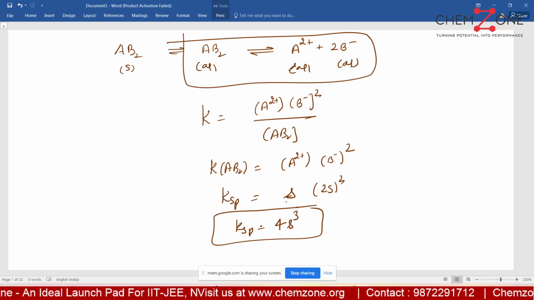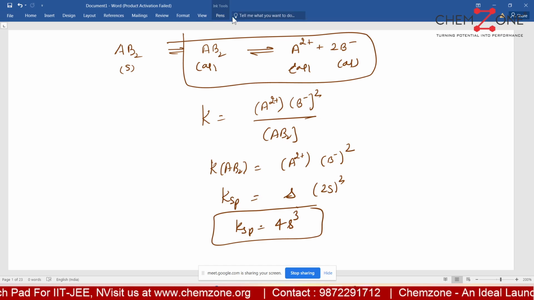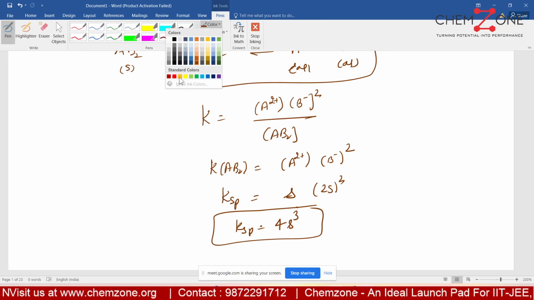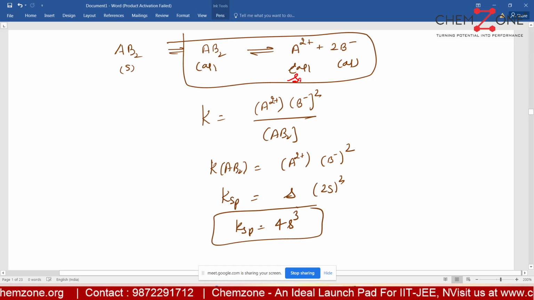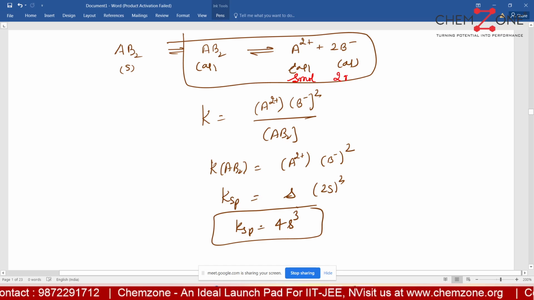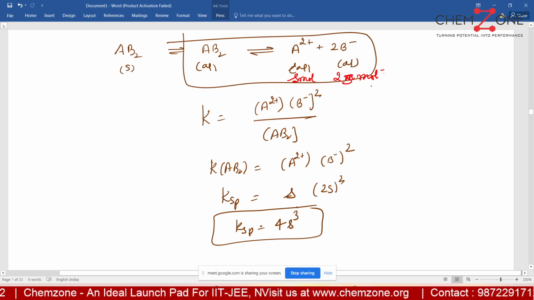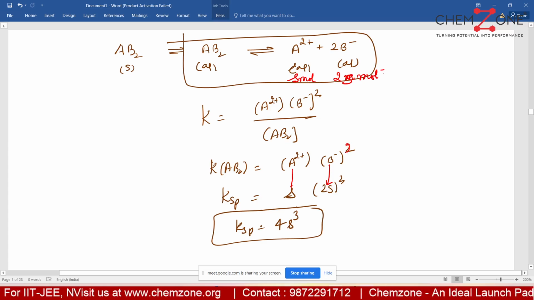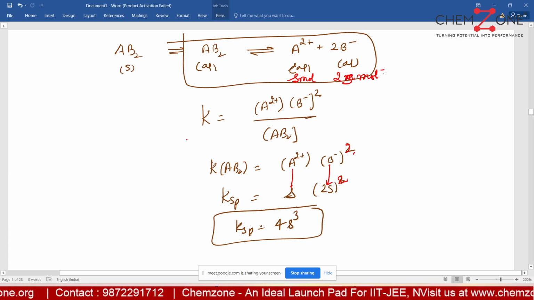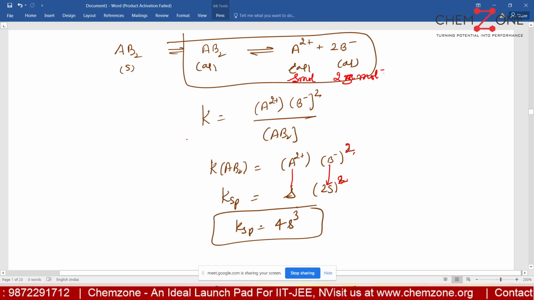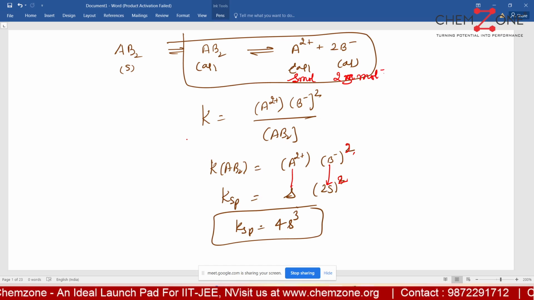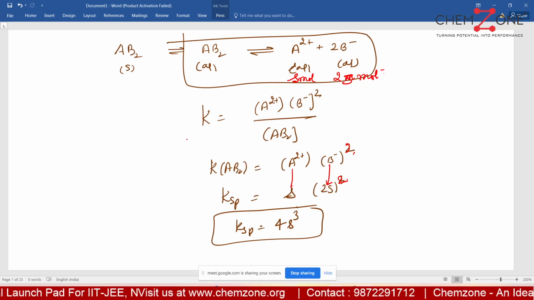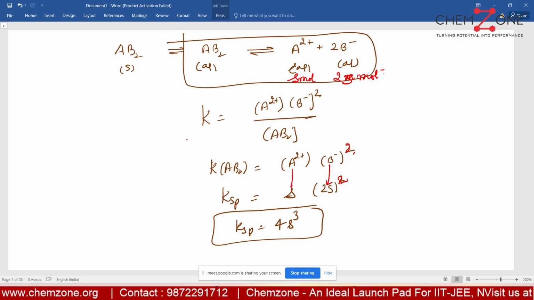Why 2S to the power of 2? Here we have A as S mole per liter, and B concentration is 2S mole per liter. So for B I'm putting here 2S, and for A I'm putting S, to the power 2 by the formula. Got it?